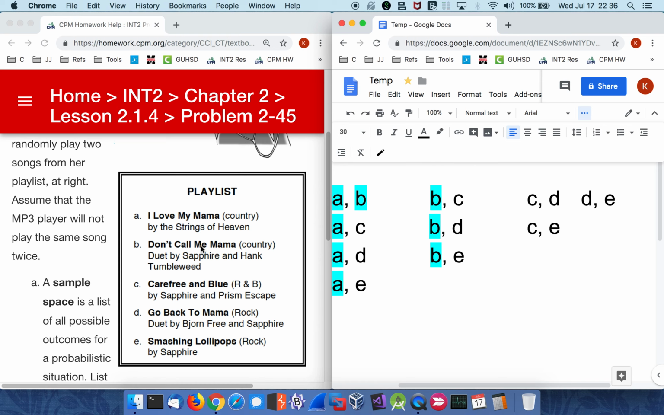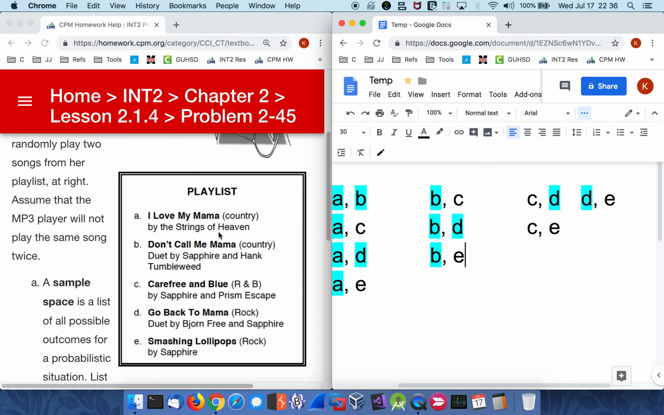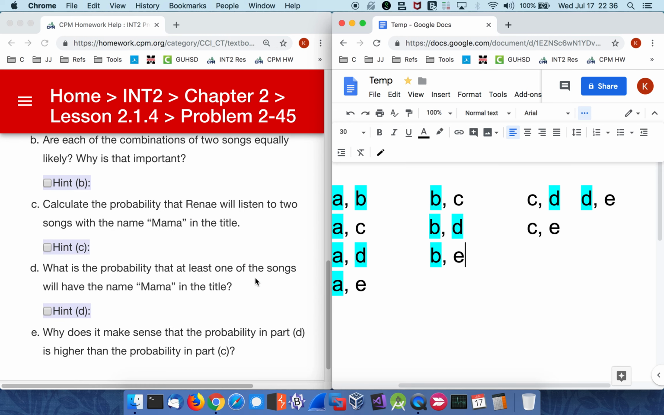Okay. And then, is that all the B's? Yep, that's all the B's. And then the D's. D's have Mama in the title. So this one has Mama in the title, and this one, and this one, and this one. Okay, so that's all the songs, A, B, and D, that have Mama in the title. Okay, so now what's the question?